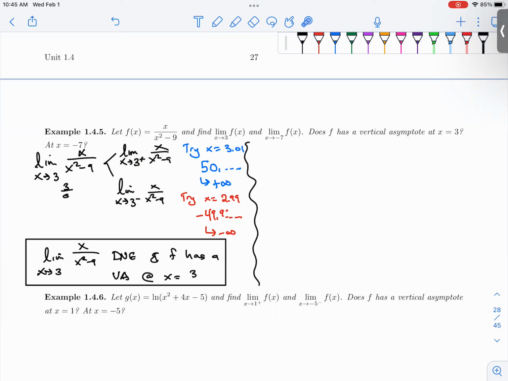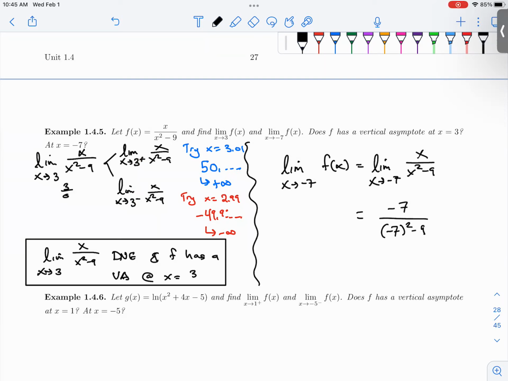Okay. So the limit as x approaches -7 of f of x, that's just the limit as x approaches -7 of x over x squared minus 9. I don't foresee any problems here, so let's just plug it in. So -7 divided by -7 squared minus 9, you're going to get -7 over 40.